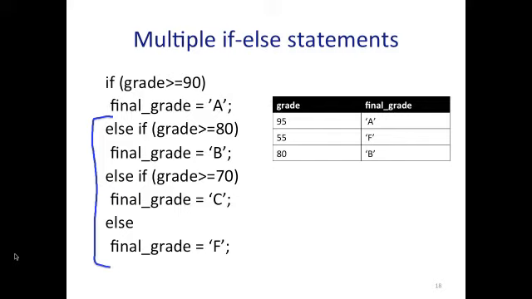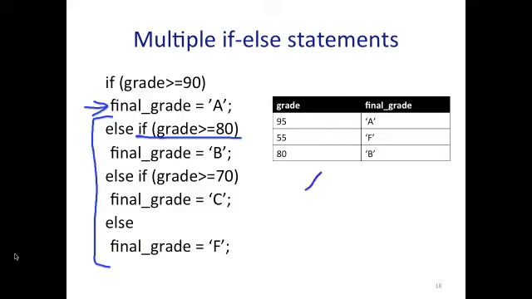And you'll notice that we started right after the else, we put another if. So we're asking if now the grade is greater than or equal to 80, then we will give it a final grade of B. And you may say, well, wait, what if grade was 95? Well, if it was 95, it was handled right here, and we never got down to this else statement.